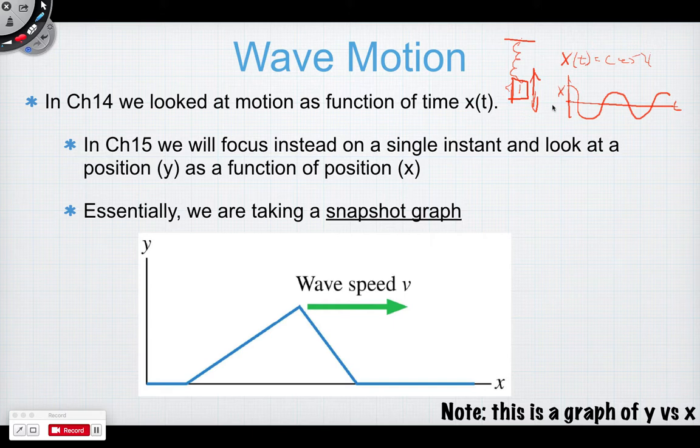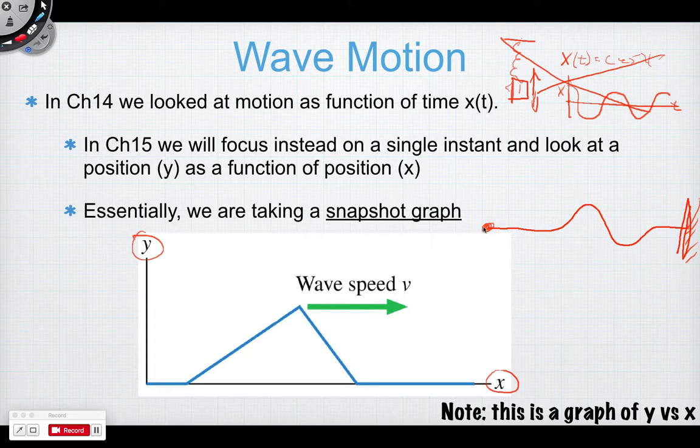Now, instead of tracking this as a function of time in one dimension, we're actually going to look at something different. We're going to focus instead on a single instant and look at y as a function of position. So we have just a standard y and x graph here. For example, if I had a wave, here's a string, and there was a wave traveling down the string like this. And here's my hand right here, and maybe it's attached to a wall right here.